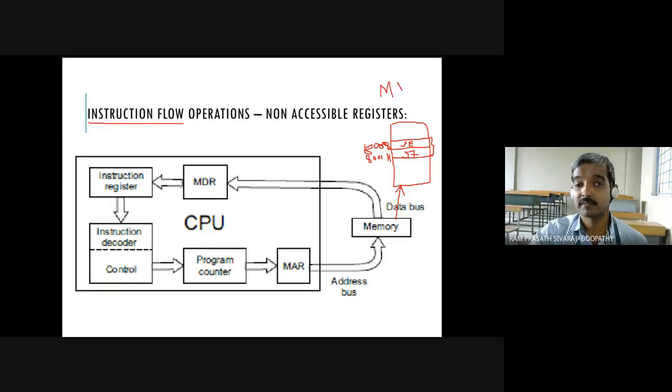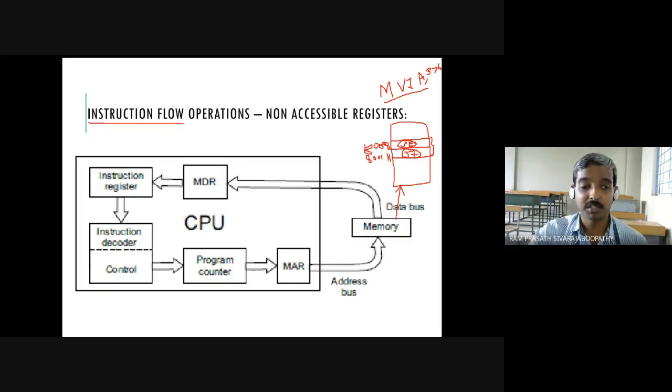MVI A, 37H. Okay, 37 with a small h, I am putting 37H. Clear? So MVI A: move an immediate data to accumulator. 3E is the op code. So this is the code part. The 37 is the data. Clear? Now see what happens.